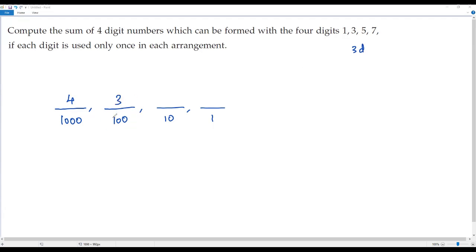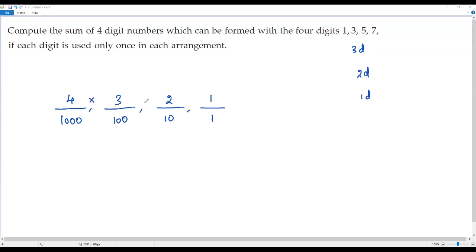Even though we have 3 options for hundreds place, this place can be filled with only one of the remaining 3 digits. Now we are left with 2 digits. Now how many options do we have for the tens place? We have only 2 options. Even though we have 2 options, this place can be filled with only one of the 2 remaining digits. Now we are left with only 1 digit. So we have only 1 option for the first place.